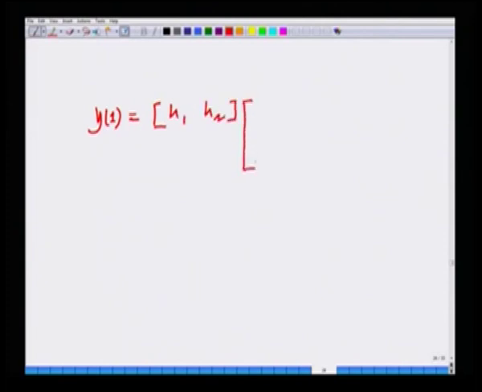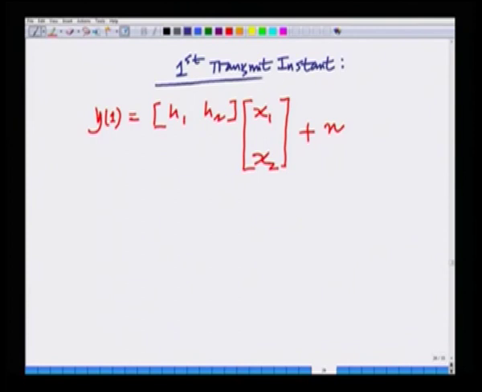Which means the received symbol in the first time instant, y1, can be expressed as h1 h2 times x1 x2 plus n. This is for the first transmit instant: y1 equals h1 h2 times x1 x2 plus n.